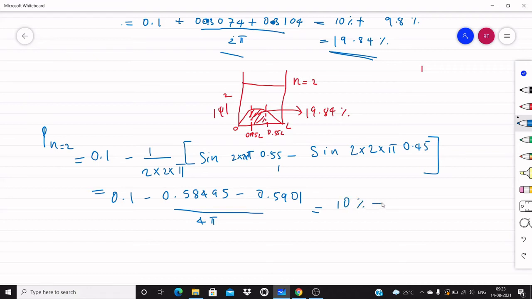10% from the first term minus 9.13%. So in effect, you will have only 0.87%. So let us check how it looks like.